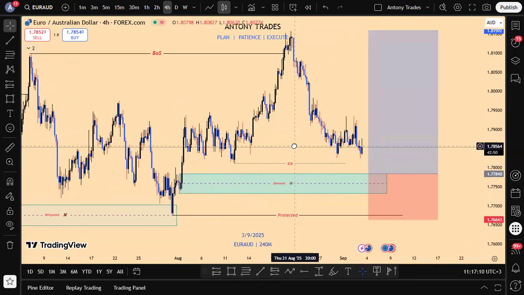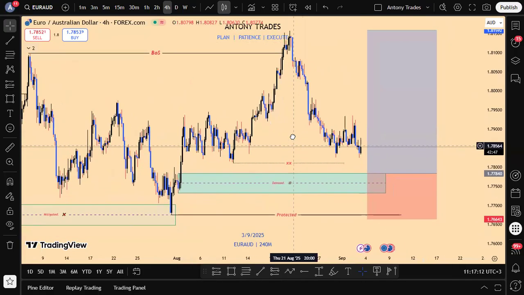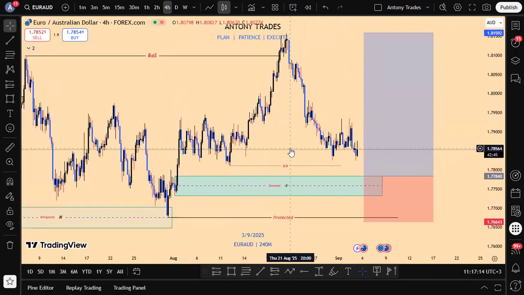But if you are someone like me who likes to wait for a confirmation, then you should wait for the confirmation. When the market taps to this point of interest, you wait for the confirmation.